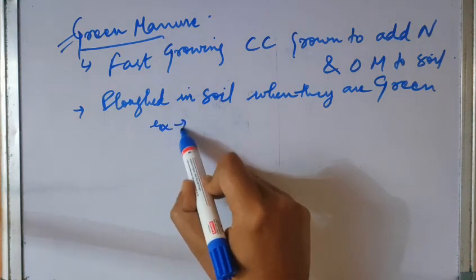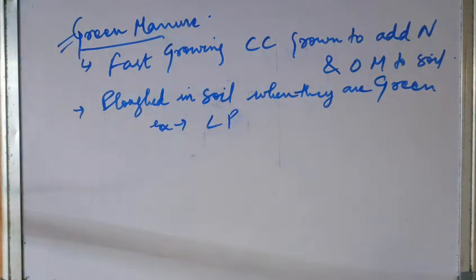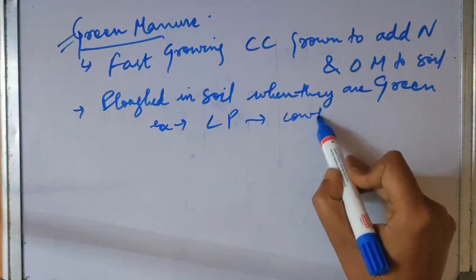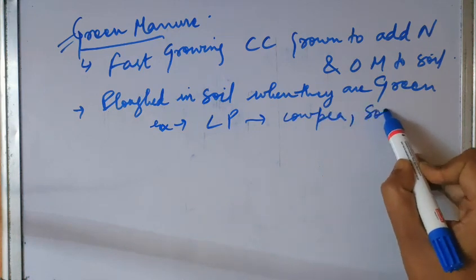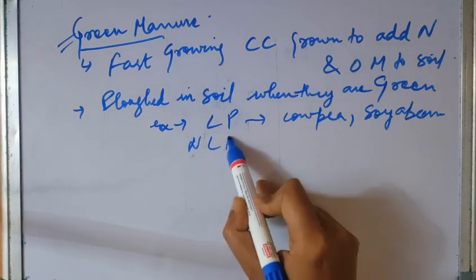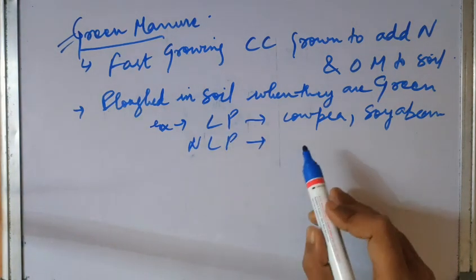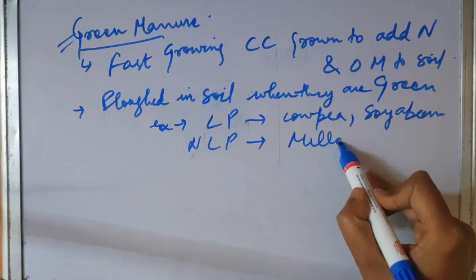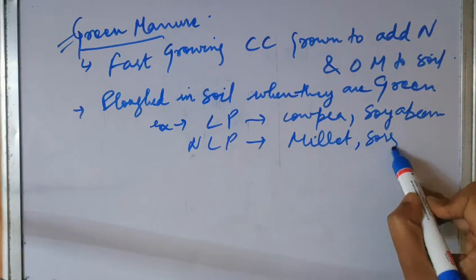Examples are leguminous plants like soybean. Non-leguminous plants are also used as green manure. Example millet, sorghum, etc.